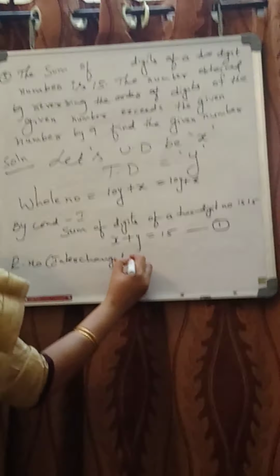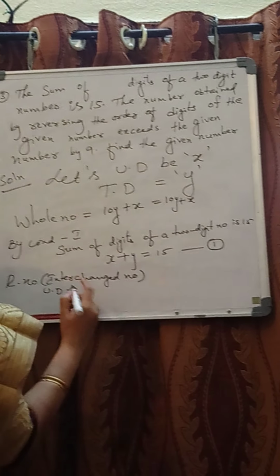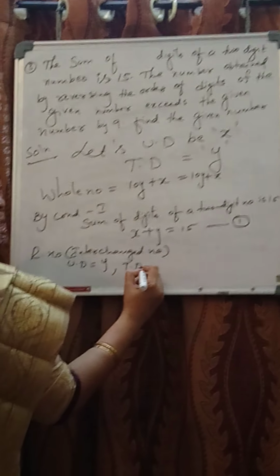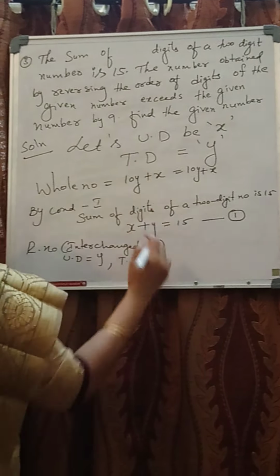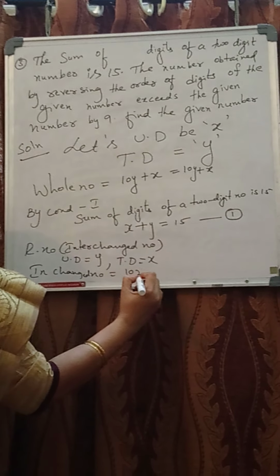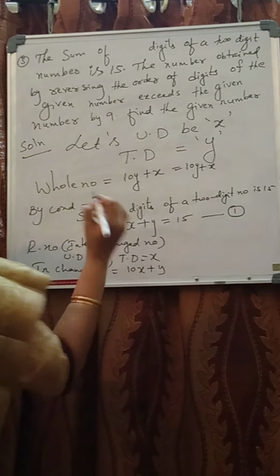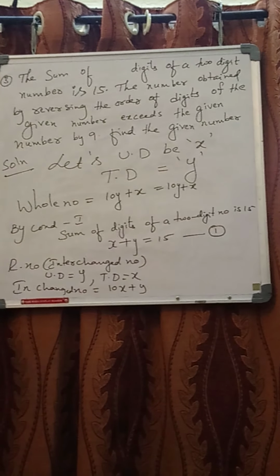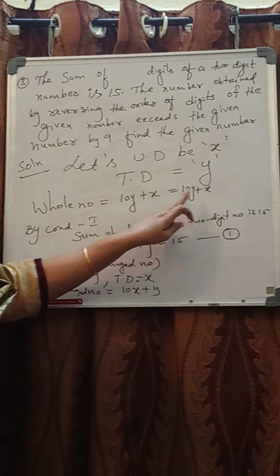The reversed number is nothing but the interchanged number. The units digit, which we assumed as x, now becomes y, and the tens digit, which we assumed as y, becomes x now. So the interchanged number is equal to 10x plus y. We got the interchanged number as 10x plus y, children. Clear? Now the original number, the whole number, is 10y plus x.